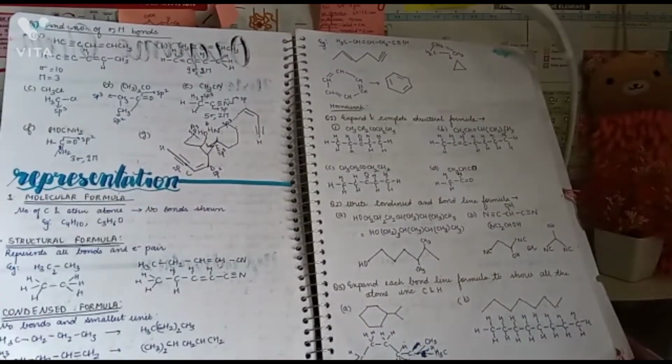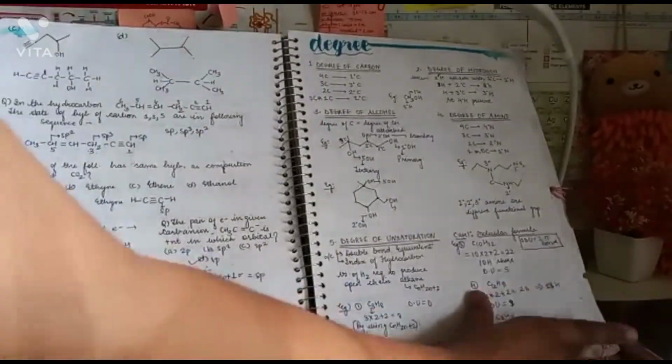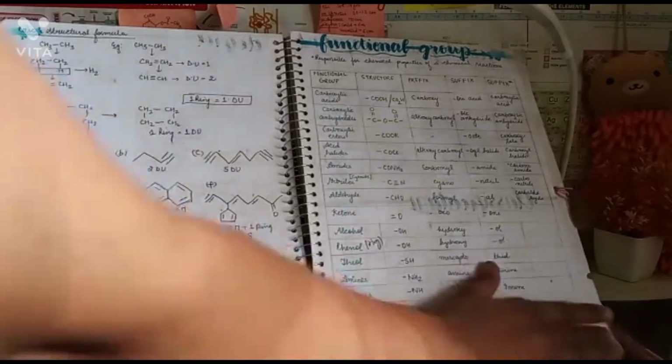Now next is organic chemistry. As you can see, it just looks like my biology notebook, because organic and biology are the subjects which need diagrams.